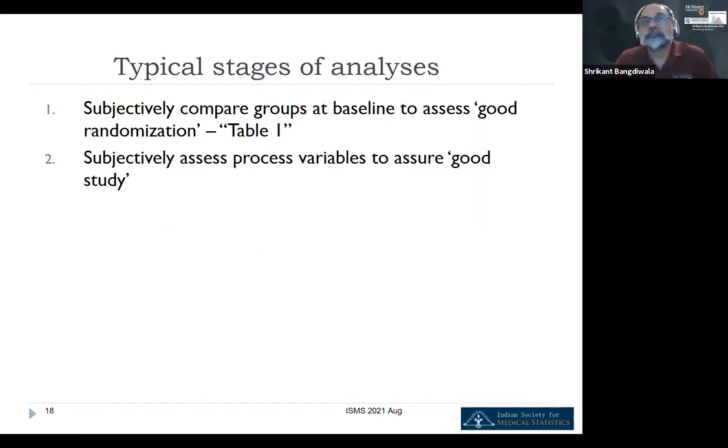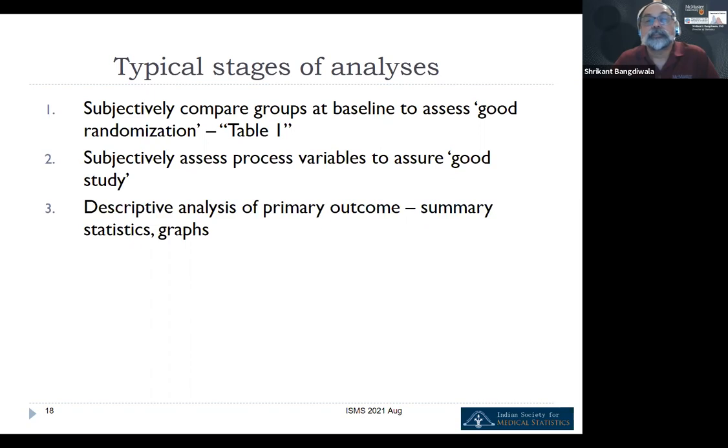Then comes a subjective assessment of process variables to assure the study was done well. And this, as I said, many people do not present it at all. They may put one sentence that the study was conducted under GCP and everything went well, or they may not say anything, right? But this was a good study. We had very little attrition, people adhered, and then they mentioned those sorts of things.